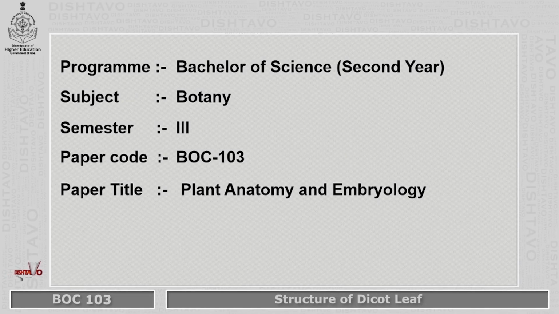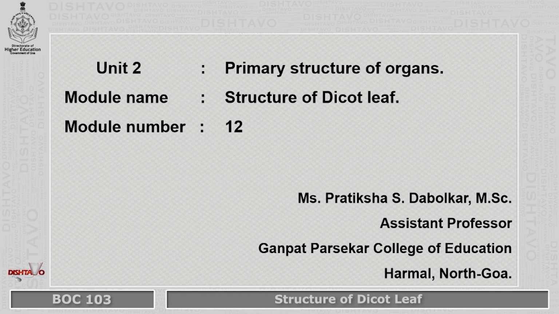Program Bachelor of Science, second year, subject Botany, semester 3, paper code BOC 103, paper title Plant Anatomy and Embryology. Unit 2, Primary Structure of Organs, module name Structure of Dicot Leaf. I am Ms. Pratiksha Dabolkar, Assistant Professor Botany.